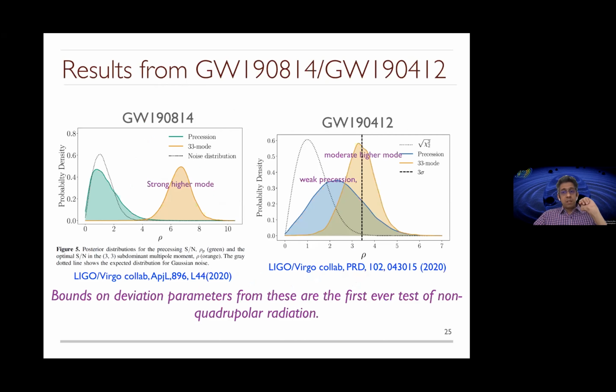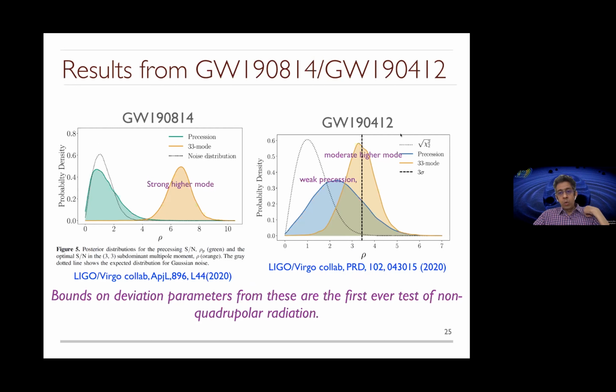There are two more interesting cases in the catalog. Both happened during O3A, the previous observing run. These are two events, 1908-14 and 1904-12. In the case of 1908-14, it shows strong evidence for higher modes. These are non-quadrupolar modes. In the spherical harmonic sense, it is the 3-3 mode, which is very strong evidence. The signal to noise ratio can be comparable to 6 and so on. Whereas there is no precession, which is what is expected from the noise, and precession is consistent with noise. It happened to be almost non-spinning. But there is strong evidence for higher modes here.